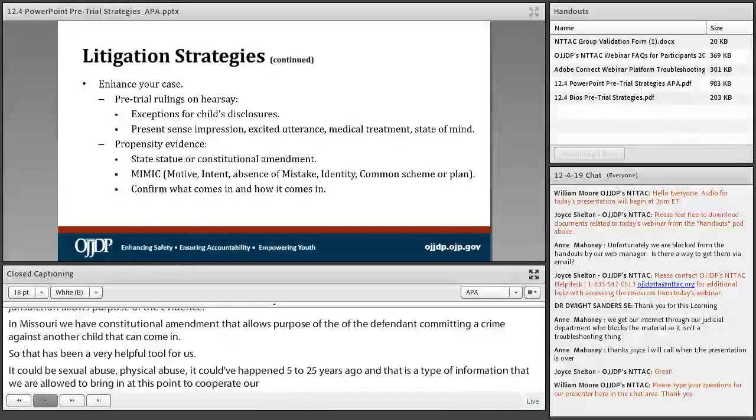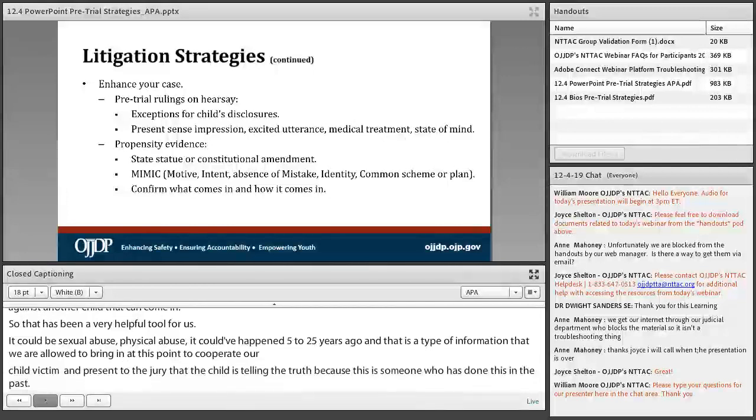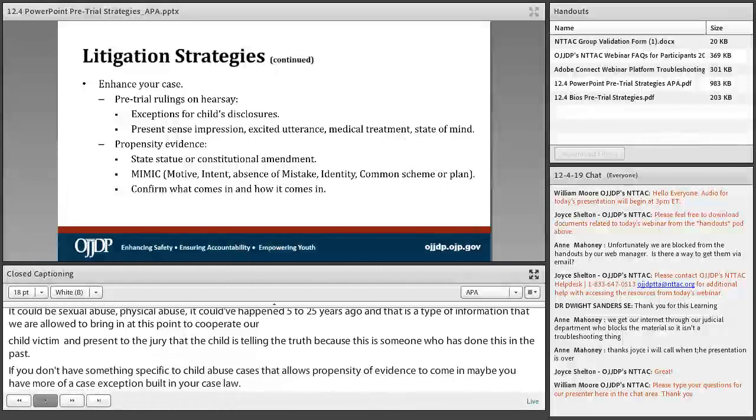If you don't have something specific to child abuse cases that allows propensity evidence to come in, maybe you have more of a case law exception built in your case law. We have what we call MIMIC, which is propensity to help explain the defendant's motive, their intent, to show that this is not a mistake, to confirm identity, or to show common scheme or plan.